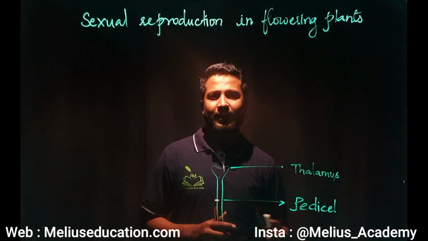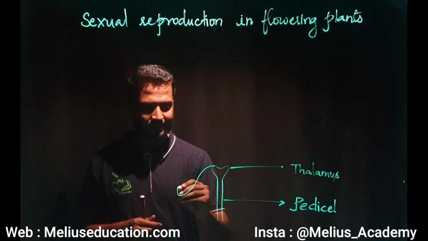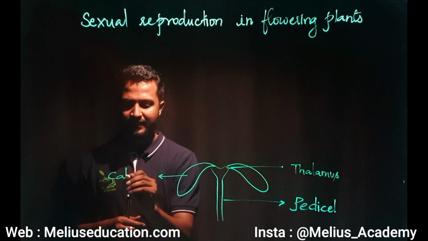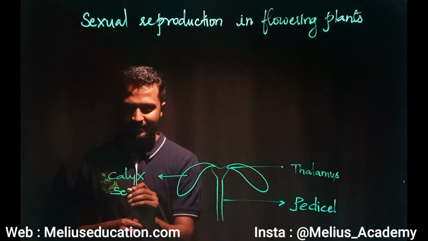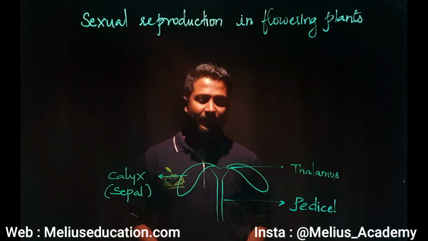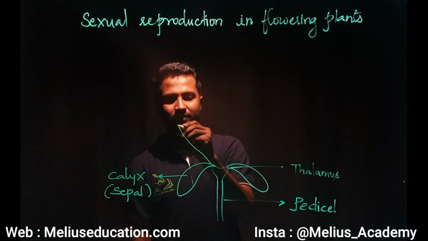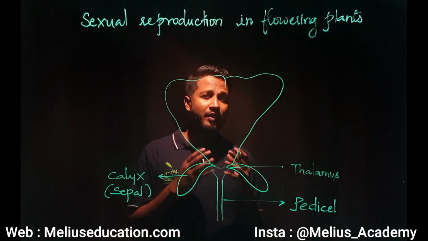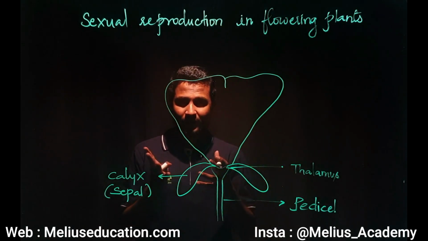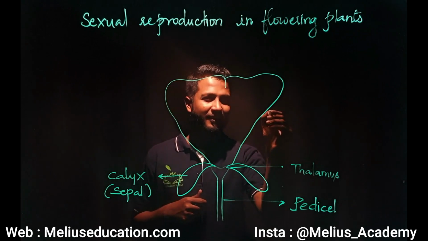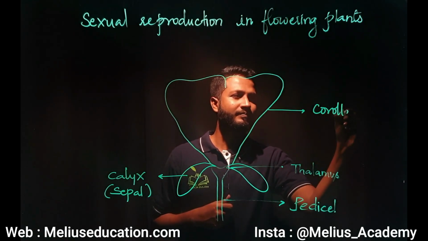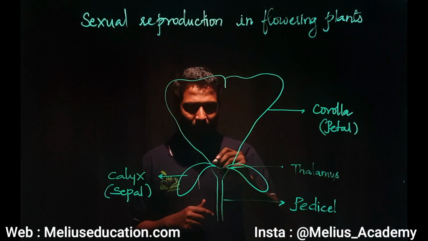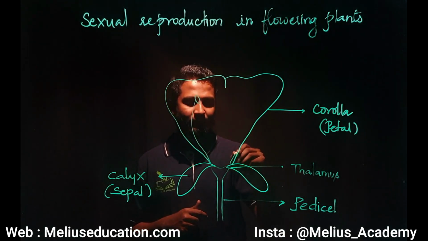On the thalamus, we have the outermost green layer which is known as the calyx. Individually it is known as a sepal. Now, on that you have a colored whorl. This is the colored part which is important for us. This colored whorl is the one which is going to attract pollinators. It's going to attract Romeo or Juliet, and then they make sure that they pass it to the other person. So this is the corolla, individually known as a petal.